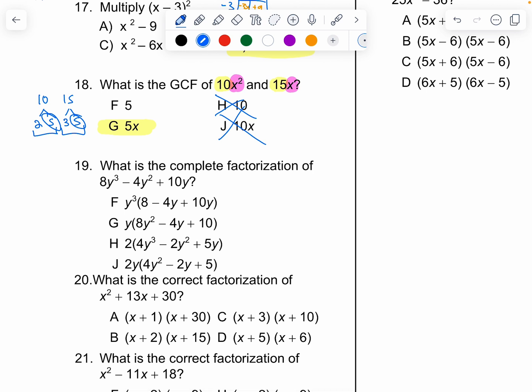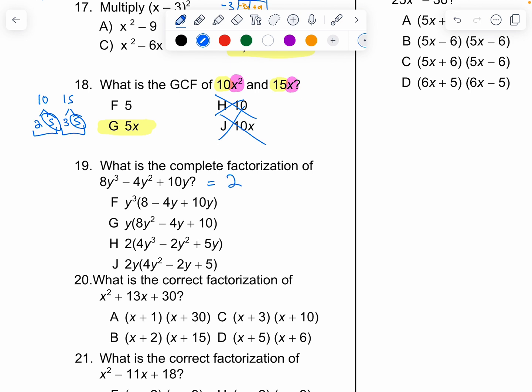All right. What is the complete factorization? Nice. All right. Well, looking at these 3 terms here, let's focus first on the coefficients of 8, -4, and 10. What do all 3 of those numbers have in common? What's their greatest common factor, you could say? Well, 2 for sure. They all are divisible by 2.